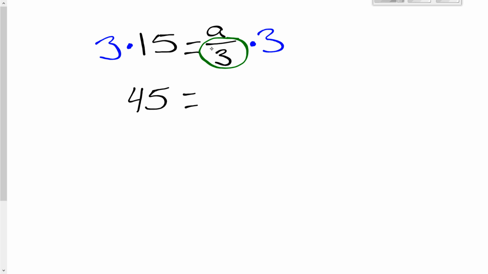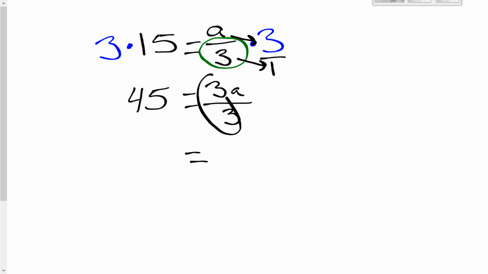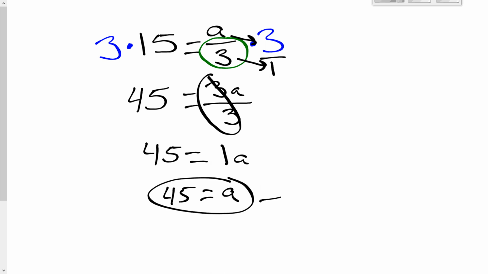And if you work this out, we want to do this right now to show you all the nitty-gritty about it. We have to multiply fractions straight across. A times 3 is 3a. 3 times 1 is 3. And now we have this 3 divided by 3 here. Well, those can cancel out because 3 divided by 3 is 1. It's going to leave me 1a. Bring down my 45 on the left-hand side, and I'm left with 45 equals 1a, or 45 equals a. This can also be written like this, a equals 45.